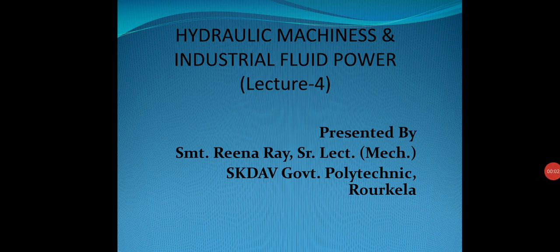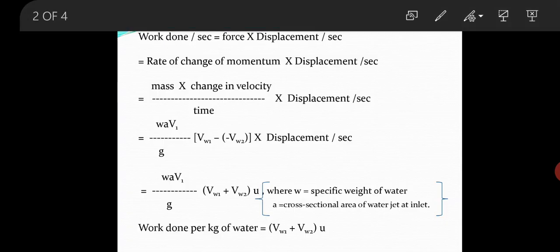Good evening, students. In this video, we will discuss the work done by the Pelton wheel. So, what is work done? Work done, you have already studied in mechanics. Work is equal to force into displacement: the force applied on the body and the displacement caused in the direction of the force.